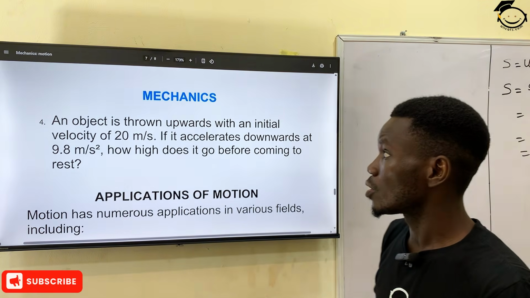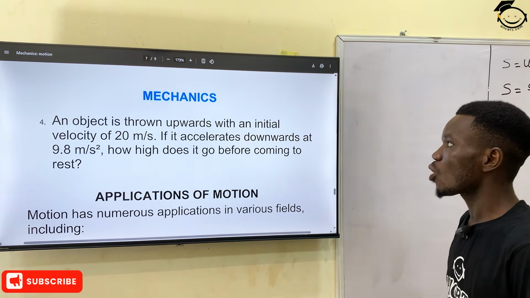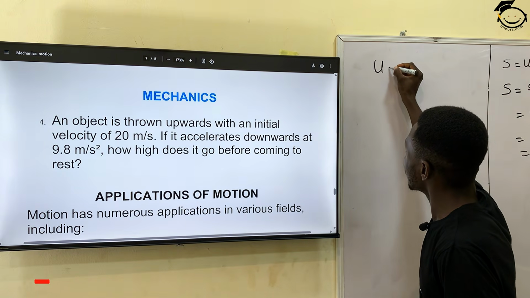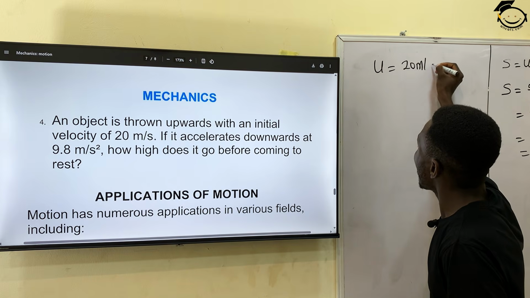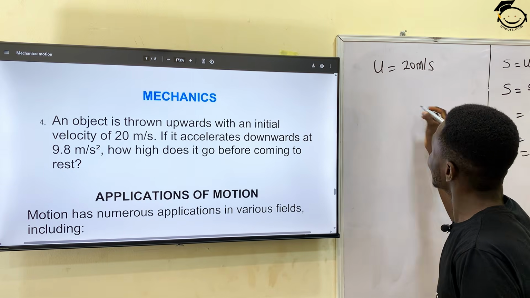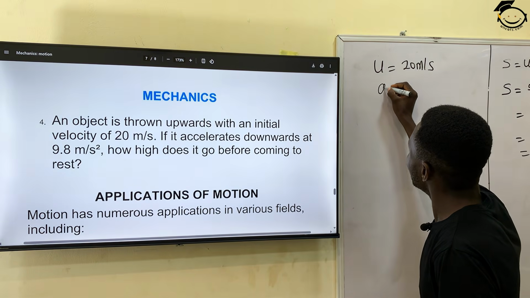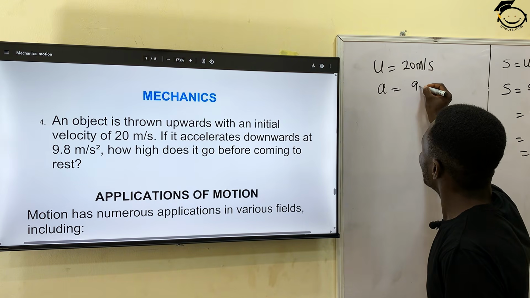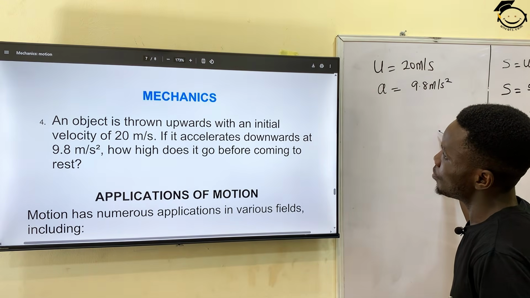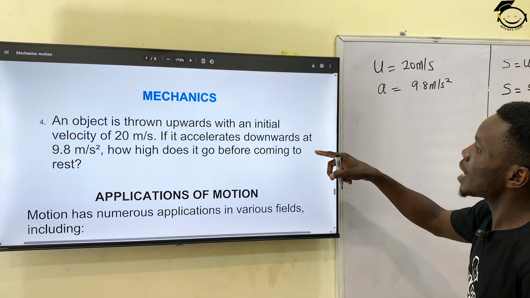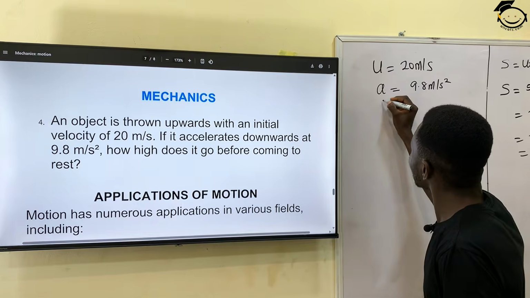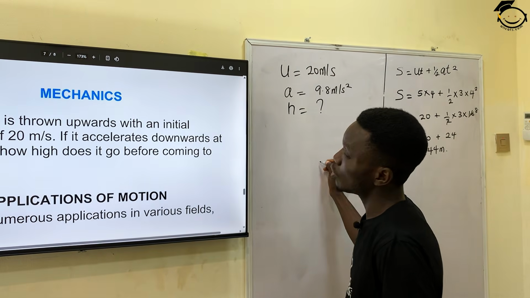Okay, moving on to question number 4. It says an object is thrown upward with an initial velocity of 20 meters per second. So our initial velocity u is 20 meters per second. And then it said it accelerates downwards at 9.8 meters per second squared, so they've given us our acceleration. How high does it go before coming to rest? So we don't know the height.